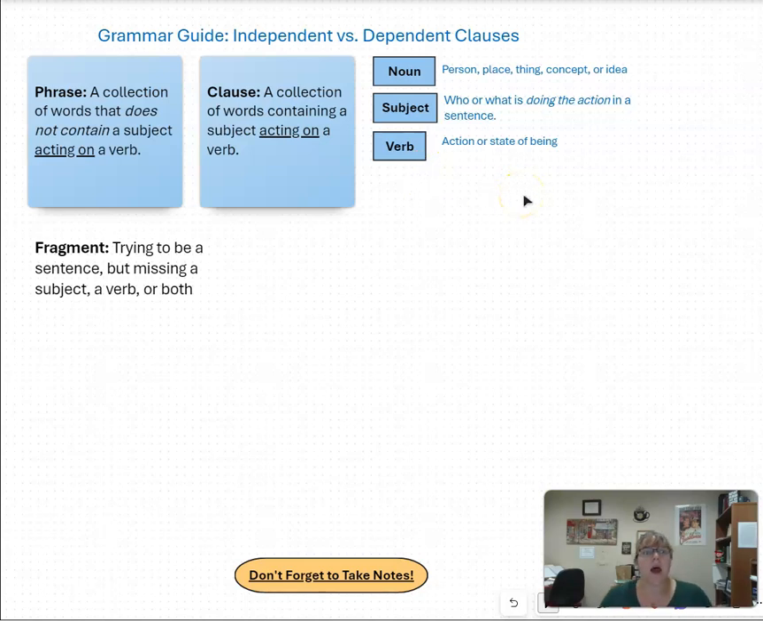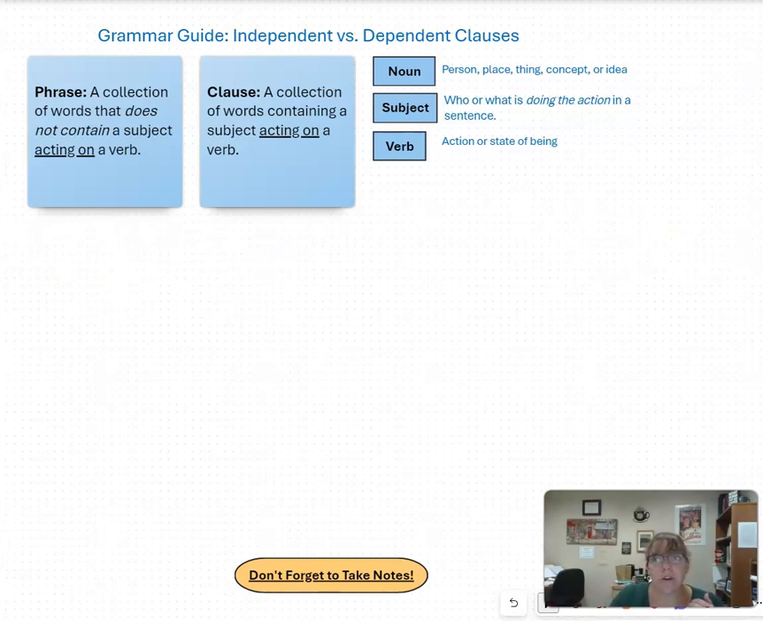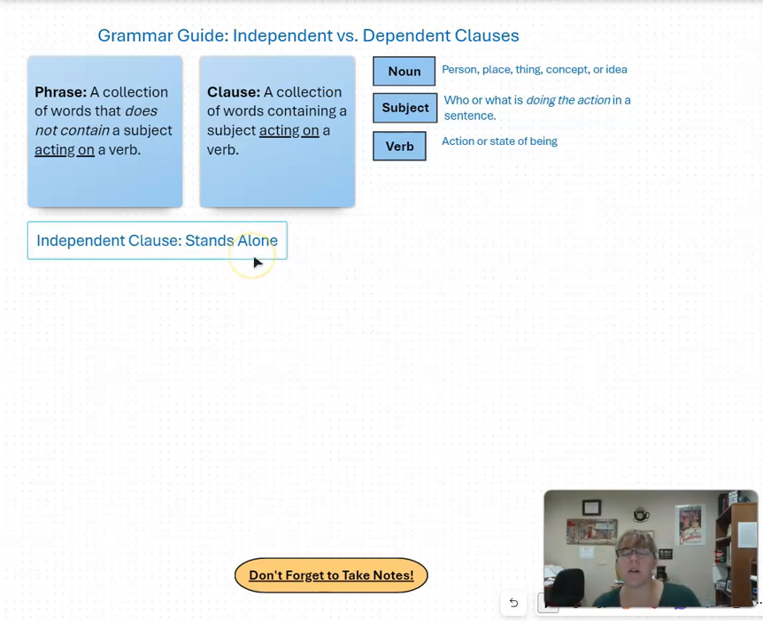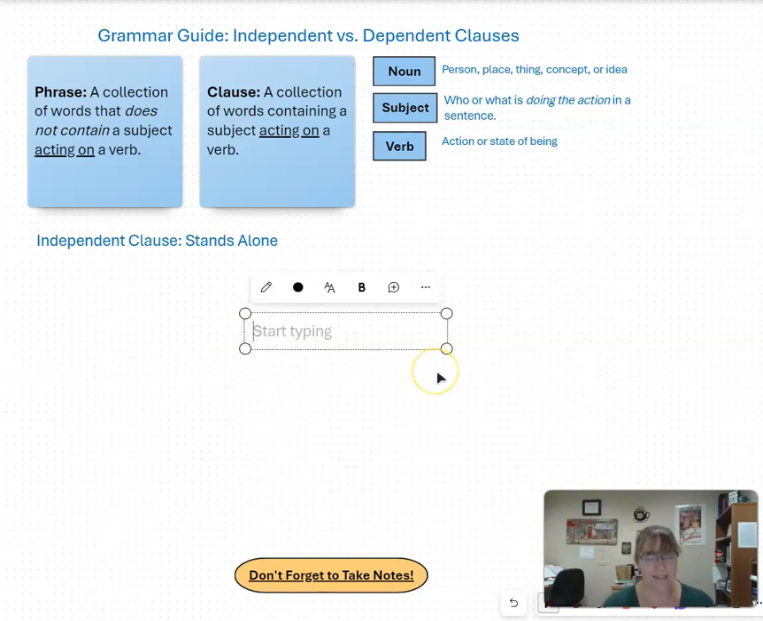All right, so now we're going to take the next step and talk about the different kinds of clauses that you are likely to encounter in your own writing, as well as when you're reading or looking at other people's information. So most folks are familiar with the idea of an independent clause, even if you don't know the terminology. So an independent clause is just a construction. It's a collection of words containing a subject acting on a verb, and it stands alone.